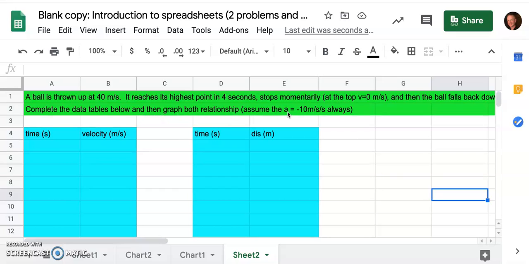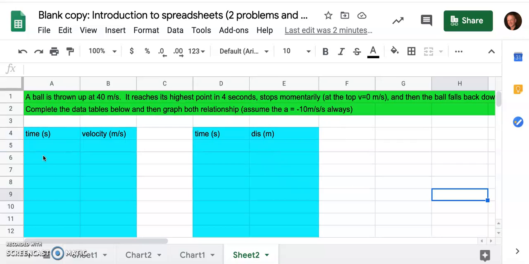Assume that the acceleration rate due to gravity is negative 10 meters per second always. Remember, you can't turn gravity off. It's always causing the ball to change its velocity by negative 10 meters per second each second throughout its upward motion and downward motion. And now the negative sign is important here because it means something. It means it's slowing down as it rises and it's speeding up in the negative direction as it falls.